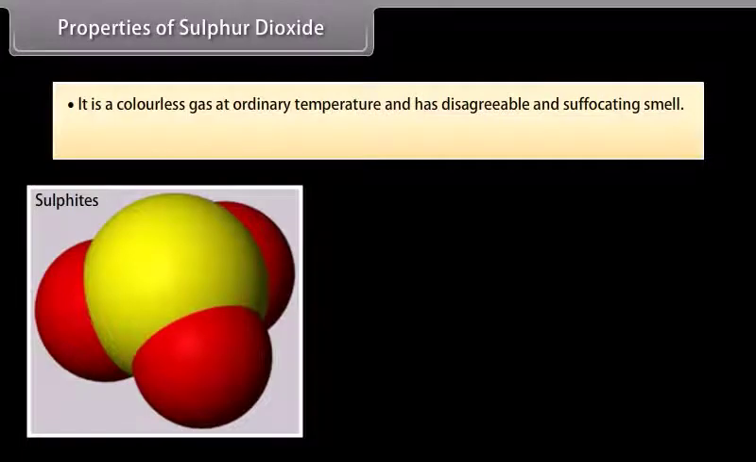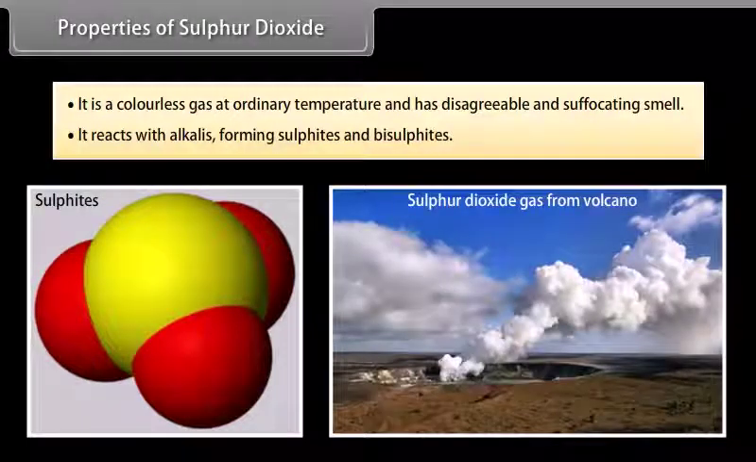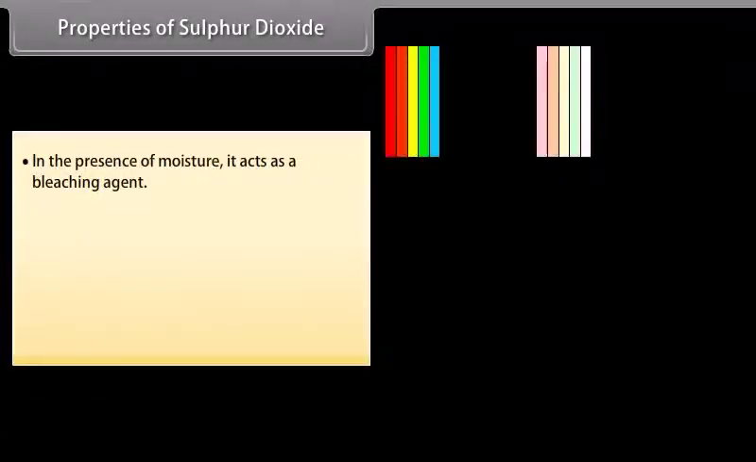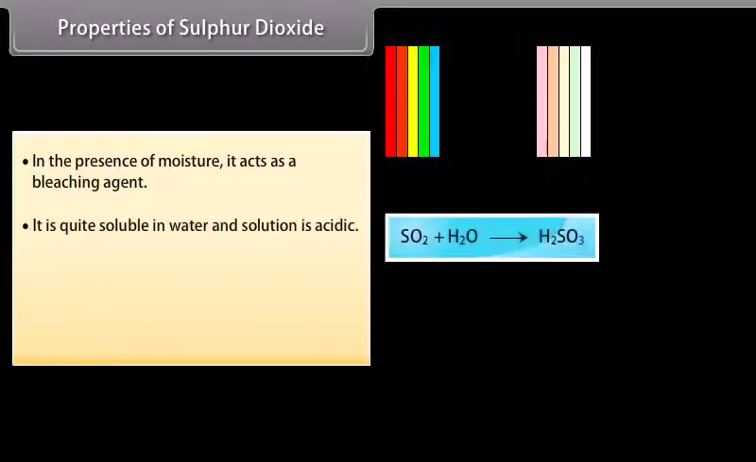Properties of sulfur dioxide. It is a colorless gas at ordinary temperature and has disagreeable and suffocating smell. It reacts with alkalis, forming sulfides and bisulfides. In the presence of moisture, it acts as a bleaching agent. It is quite soluble in water and solution is acidic.